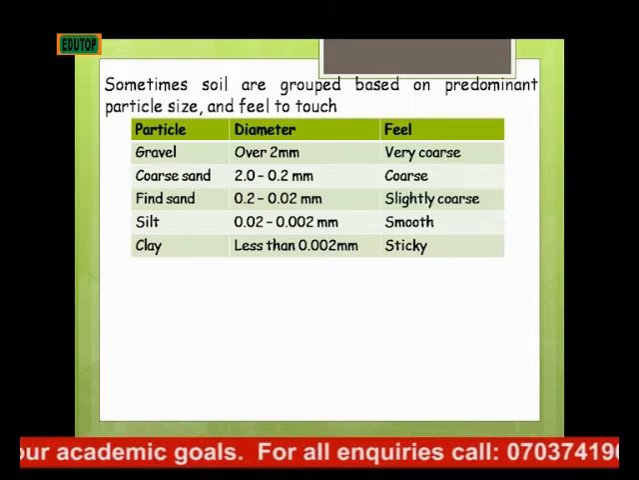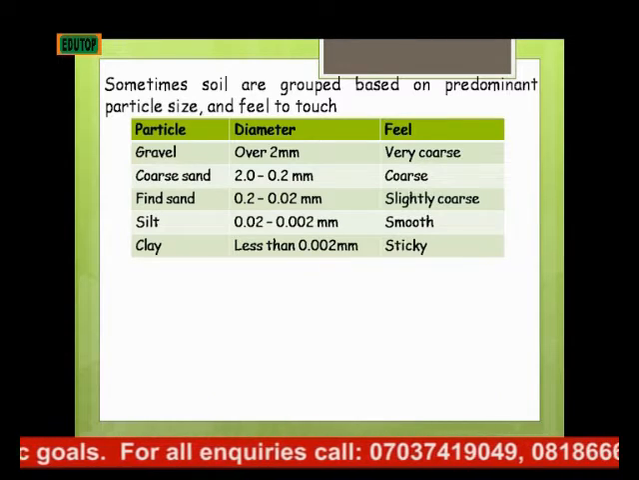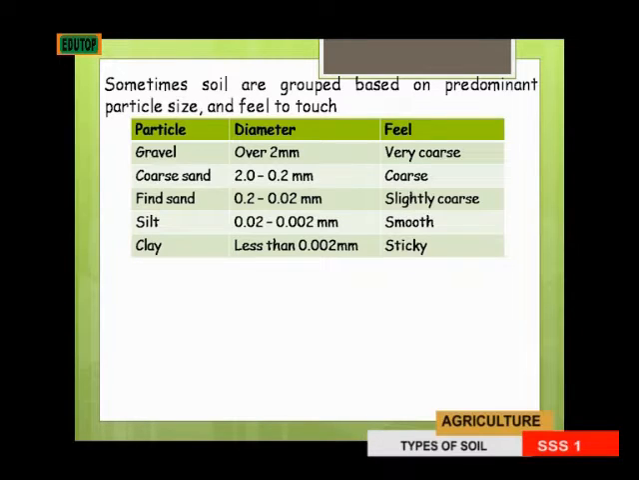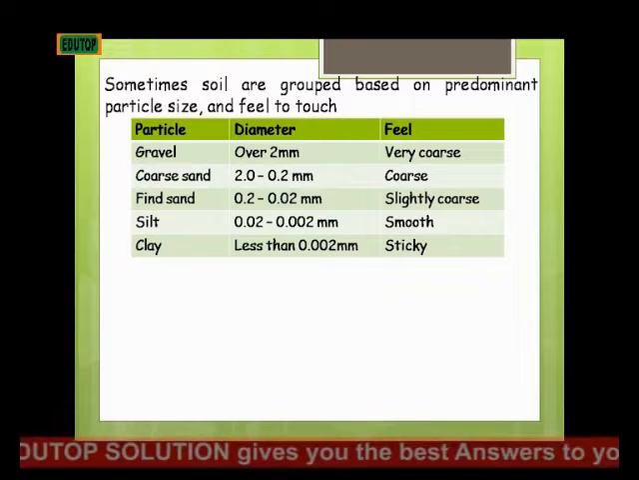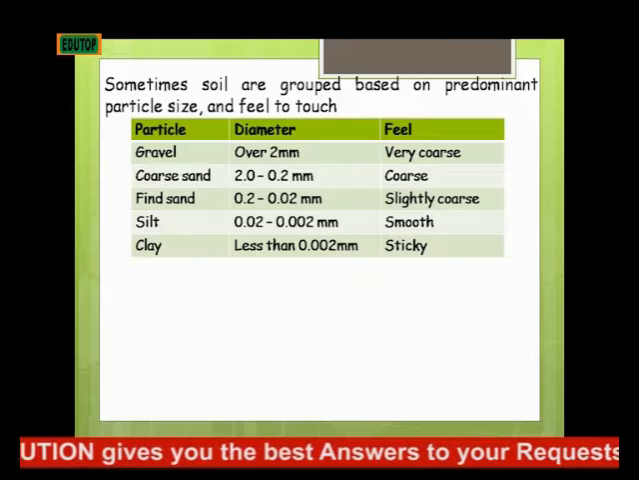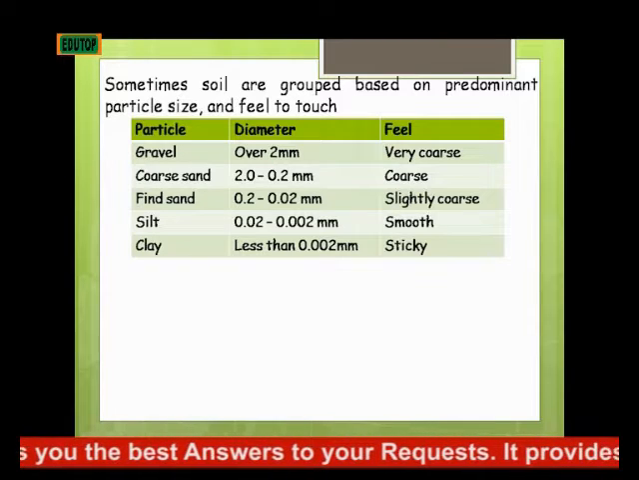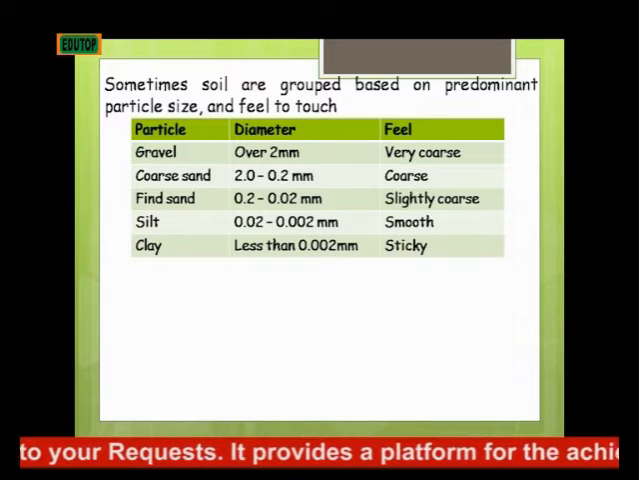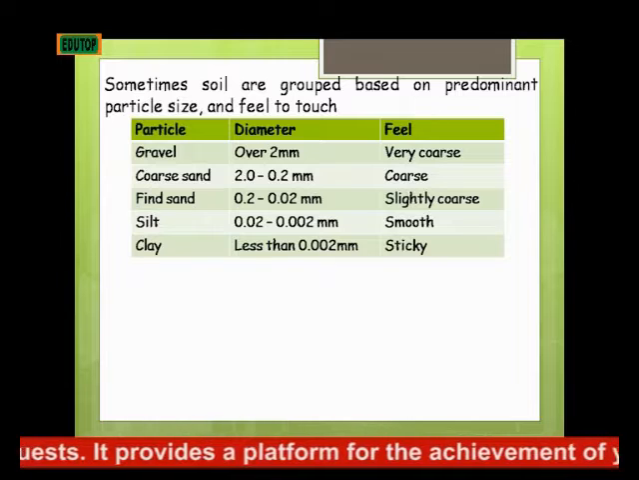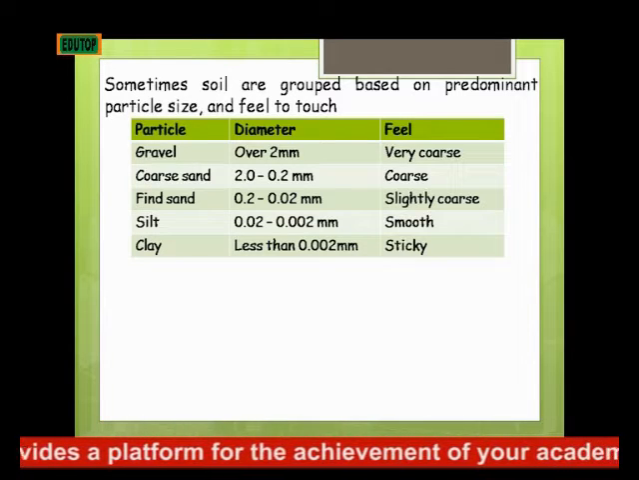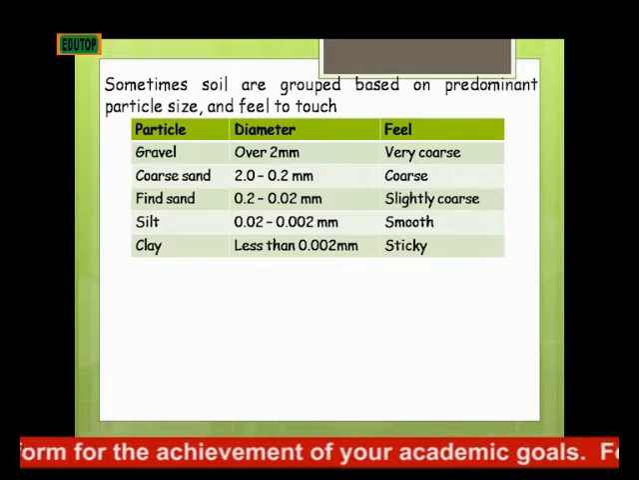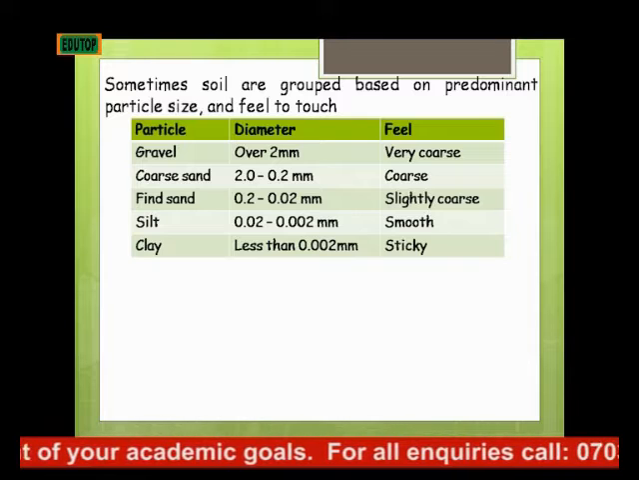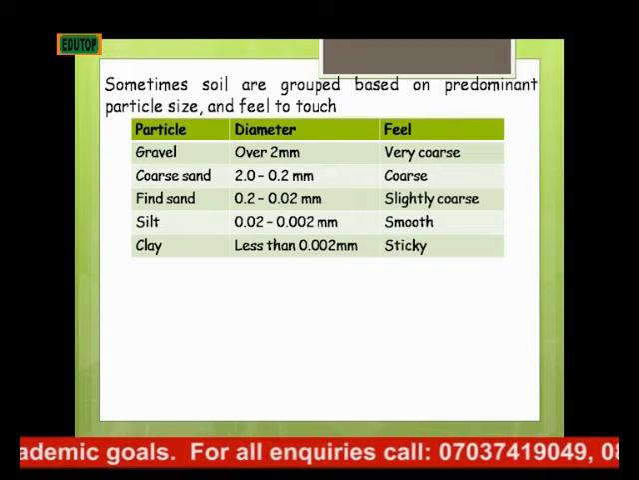Then we have the silt, which is smaller than that of sand, and the particle size ranges from 0.002 millimeter to 0.02. So the particle size is small. That is, the diameter of the particle is smaller compared to that of sand, but larger than that of clay. If we now check the grouping based on feel, we see that silt is smooth to touch. That is, if you rub it between your fingers, you see that it is smooth.